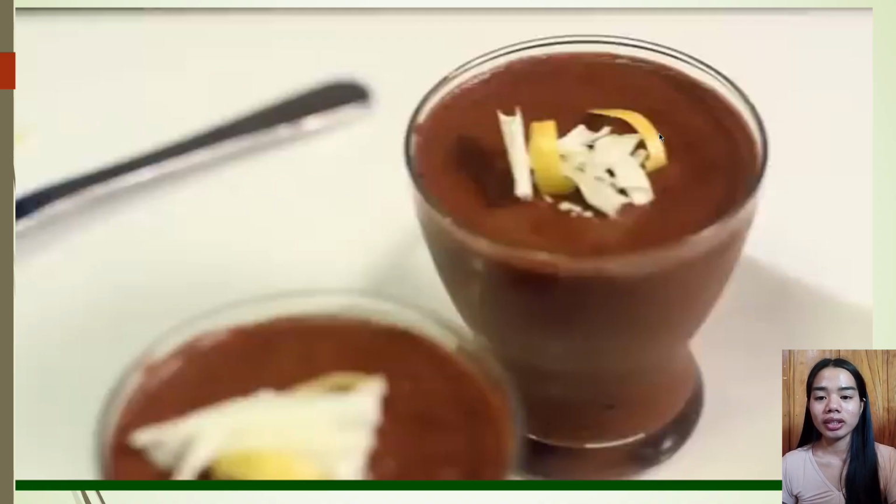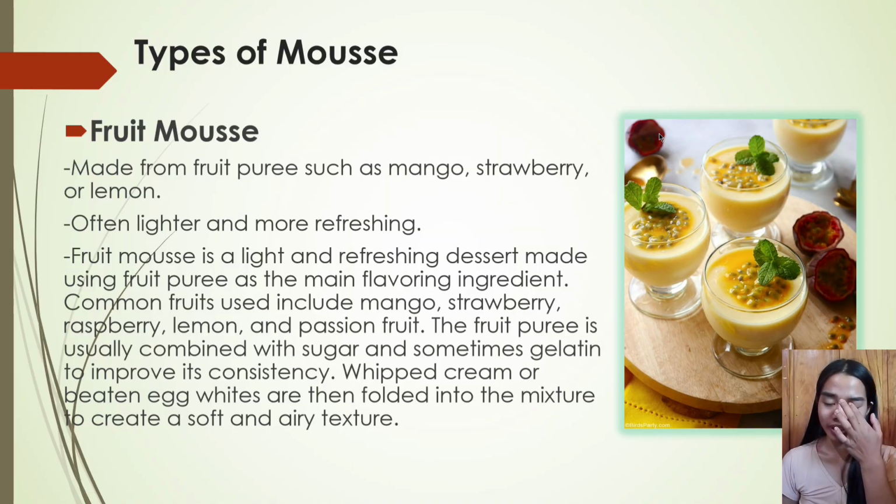Then the next type of mousse is the fruit mousse. So from the word itself, fruit mousse, so fruit po yung pinaka main ingredient natin. So it is made from fruit puree such as mango, strawberry, or lemon. So depende po sa atin kung anong flavor yung gusto natin. And it is often lighter and more refreshing kasi nga, 'di ba, fruit siya.